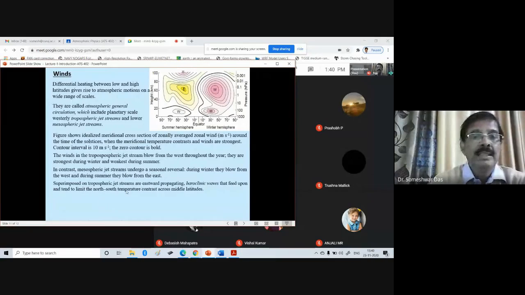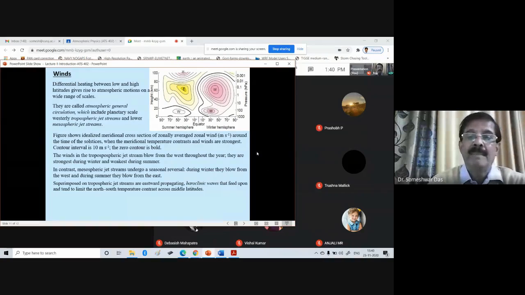Superimposed on tropospheric jet streams are eastward propagating baroclinic waves that feed upon and tend to limit the north-south temperature contrast across the latitude. Baroclinic, barotropic, you might not have heard about these terms. Not yet, probably. We shall study the barotropic and baroclinic atmosphere later in more detail in dynamic meteorology, the dynamics of the atmosphere, not so much in physics.